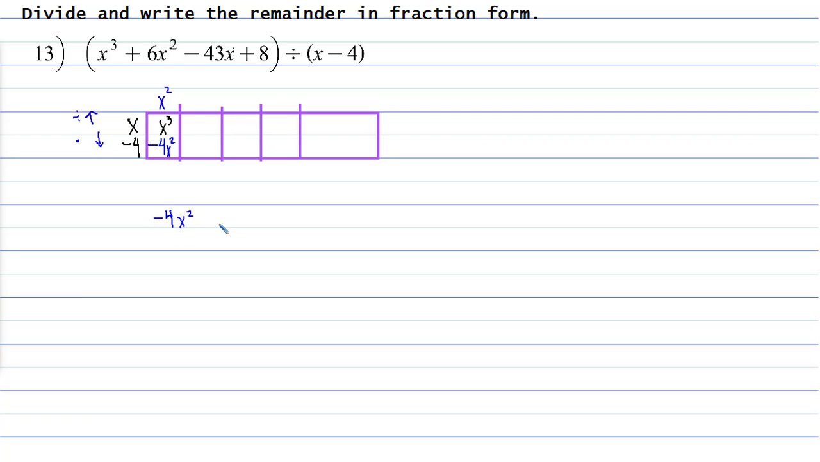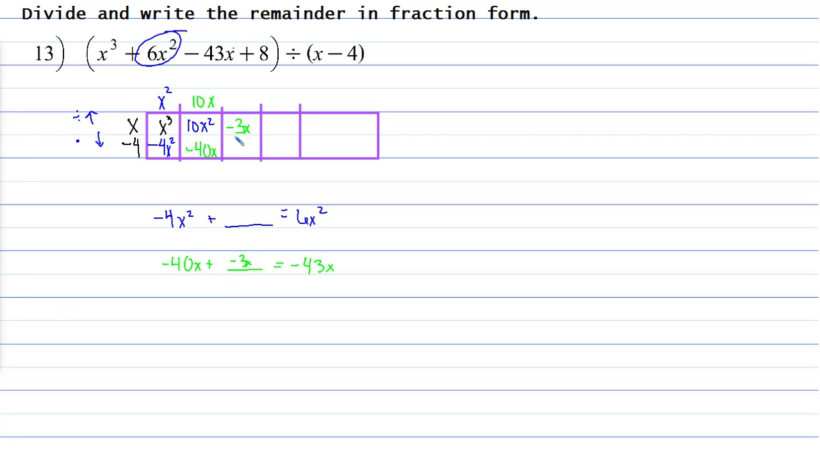Now, I need to complete. I look up here at the top, and I need to get to a positive 6x squared. So what do I need to add? I need to add a 10x squared. So I will divide to go up. When I divide to go up, I get 10x. I multiply to go down, I get negative 40x. So I'm looking to complete it. Negative 40x plus something is equal to negative 43x. I need a 3x to complete that.